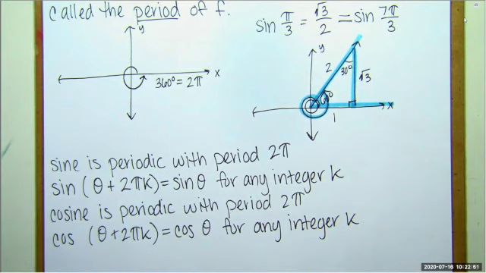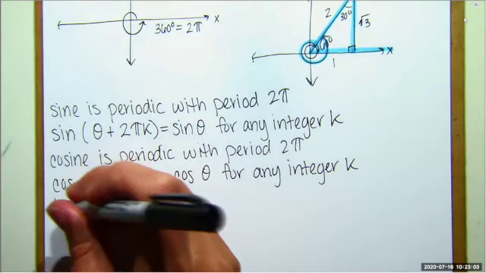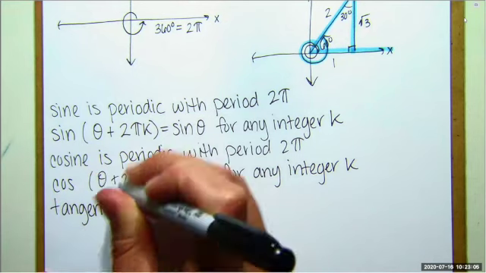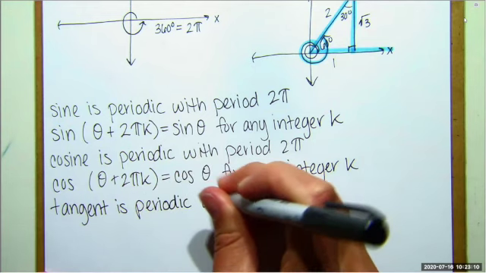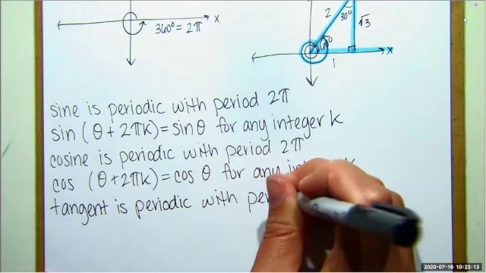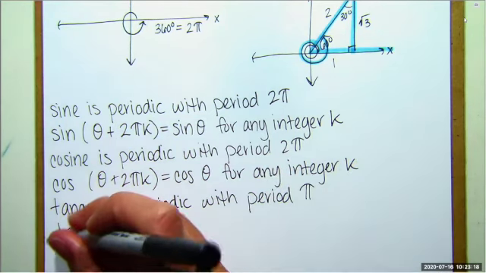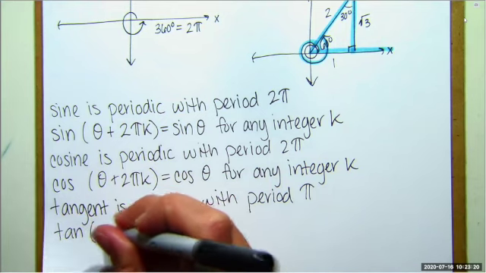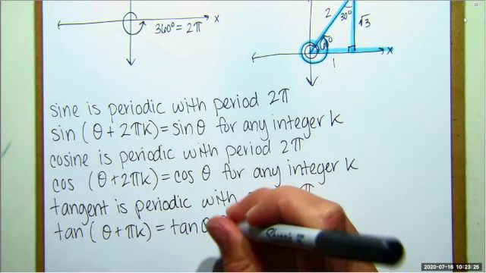Now tangent is a little more complicated. I'm going to tell you what the period of tangent is, and then I'm going to explain to you why it's different than sine and cosine. So tangent is periodic with period of just 1 pi. And I'll explain why the difference in just a second. So that means that tangent of theta plus pi k is equal to tangent of theta for any integer k.